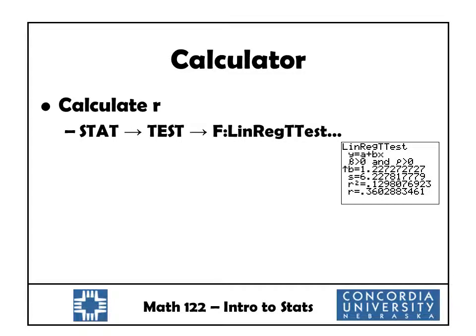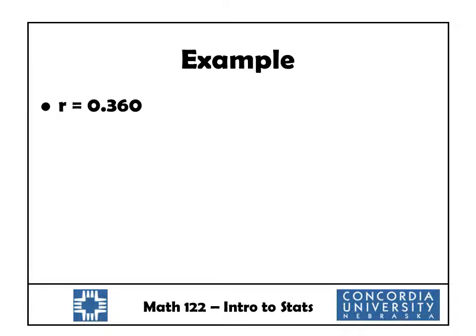Well, if we do our option F, LinRegTTest, to calculate the r value, notice what we get is 0.36. That's positive, but it's not very close to 1. That indicates that there's not much relationship between height and weight as it appears in the data. Okay. So now just to analyze our data a little bit more using our table, there's our r value.